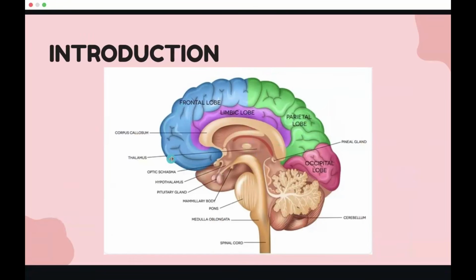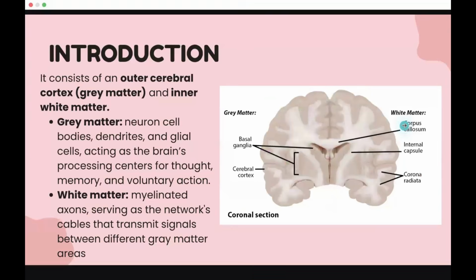This is the corpus callosum that holds the two hemispheres together. And then there is the thalamus, the hypothalamus, and all of these deep structures of the brain that will not be the focus of today's PAL. However, I believe they will be covered in another PAL, inshallah. So it consists of an outer cerebral cortex, which is the gray matter, and an inner white matter.